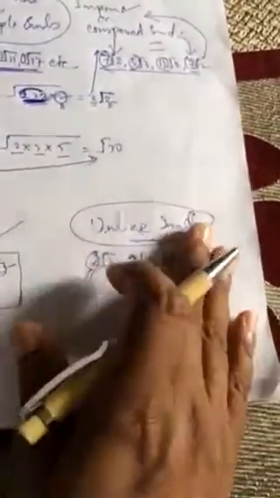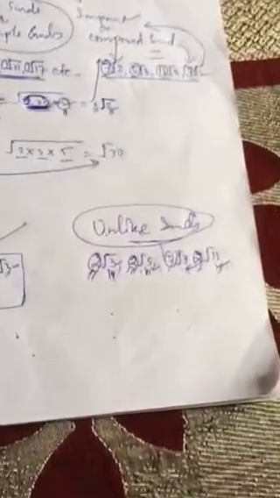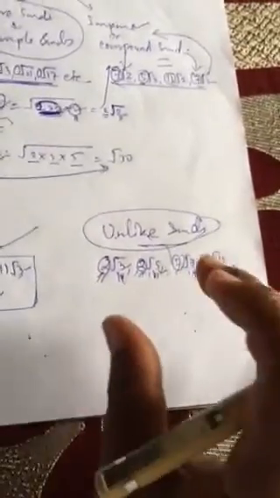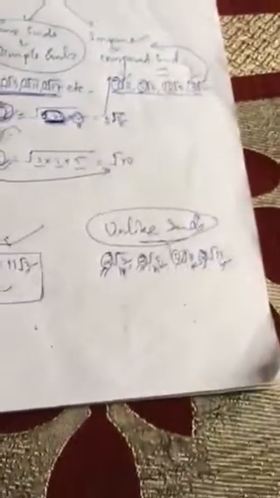But multiplication and division are possible with both kinds of surds. Between two like surds, addition, multiplication, division are possible. Between two unlike surds also, multiplication and division are possible. And between like and unlike also, multiplication and division are possible. But for addition and subtraction, you have to be very careful. Addition and subtraction are not possible between unlike surds. Addition and subtraction are possible between like surds.